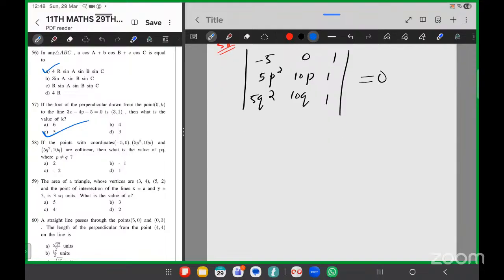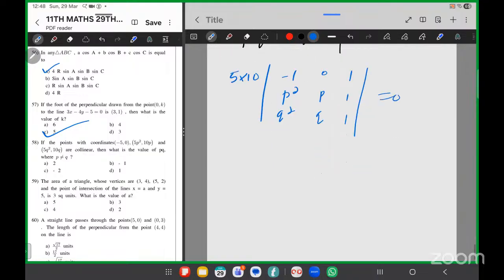If this determinant is 0, you can take 5 common from the first row. So 5 you take, 10 also you can take. So it will become minus 1, p square, q square, 0, p, q, 1, 1, 1. So you can take the determinant of this one: minus 1 into p minus q, 1 into p square q minus p q square, equal to 0.